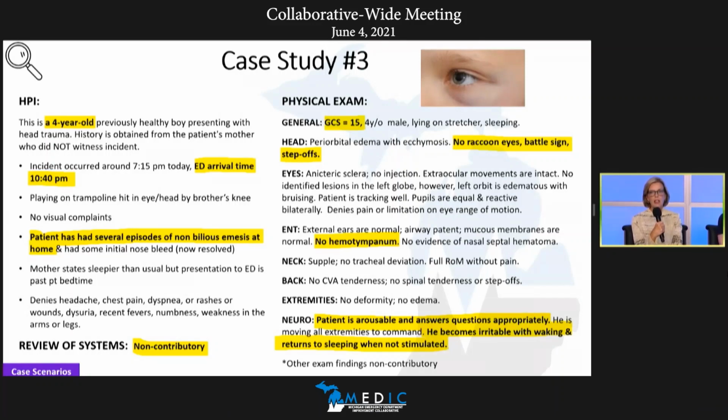On examination, the child had a documented GCS of 15. The child was lying on the stretcher and was sleeping initially. And we have a little picture there to give you some context of what we're looking at.